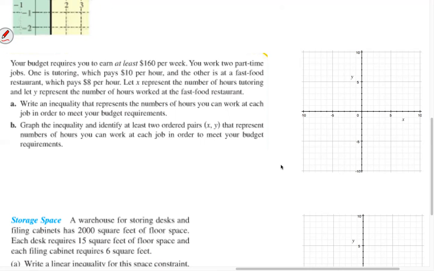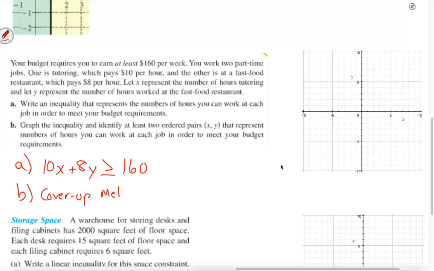So, pretty simple. It says X represents the number of hours tutoring. So tutoring, you get paid $10. So it would be 10X plus, well, Y represents the number of hours worked at the fast food, so that's 8Y. And we need to make at least, so that means greater than or equal to 160. Now it says graph it. So Jay, remember I said I would pick a method that works better for me? I would graph this using the cover-up method.